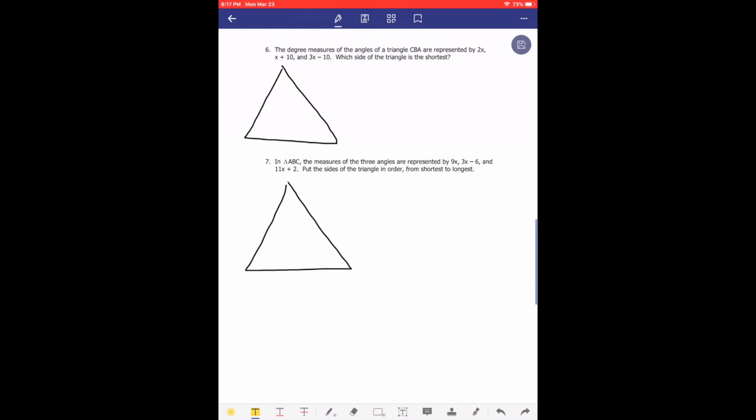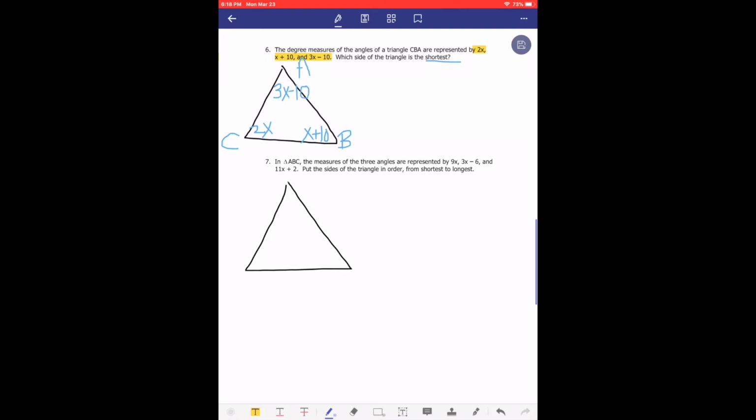Question 6. The degree measures of the angles of a triangle CBA are represented by 2x, x plus 10, and 3x minus 10. Which side of the triangle is the shortest? So I want to label my triangle CBA, and then I'm going to label the angles 2x, x plus 10, and 3x minus 10.